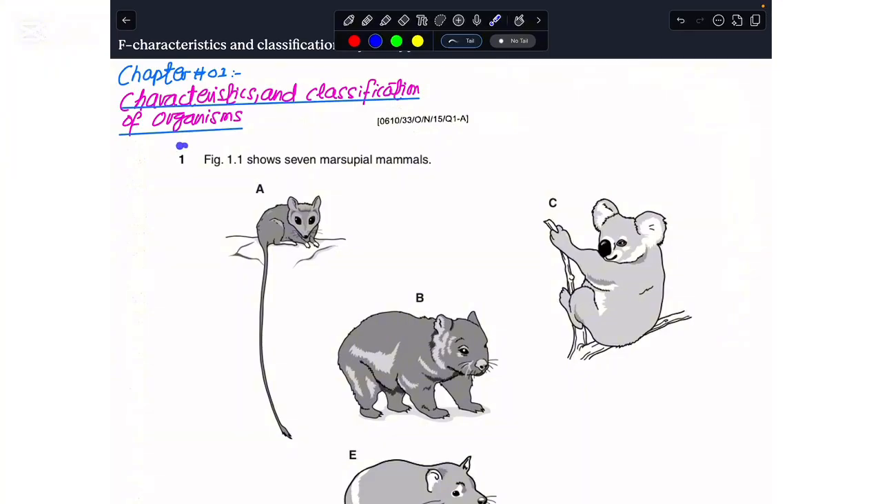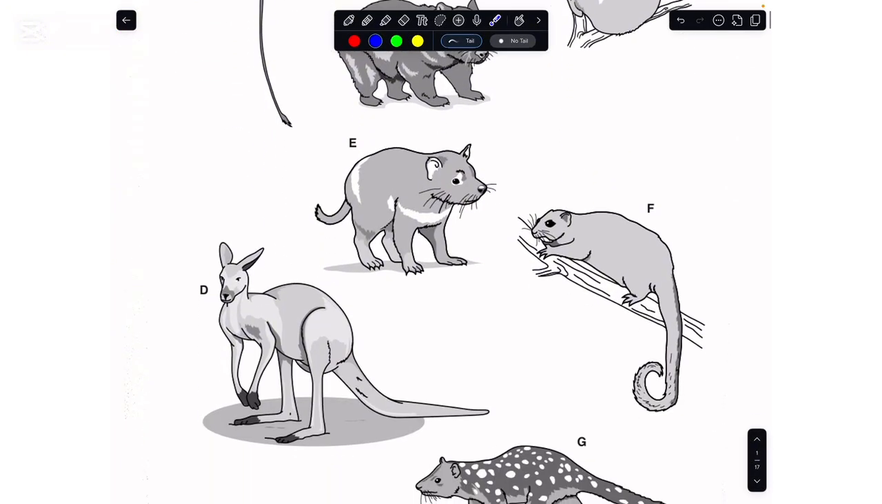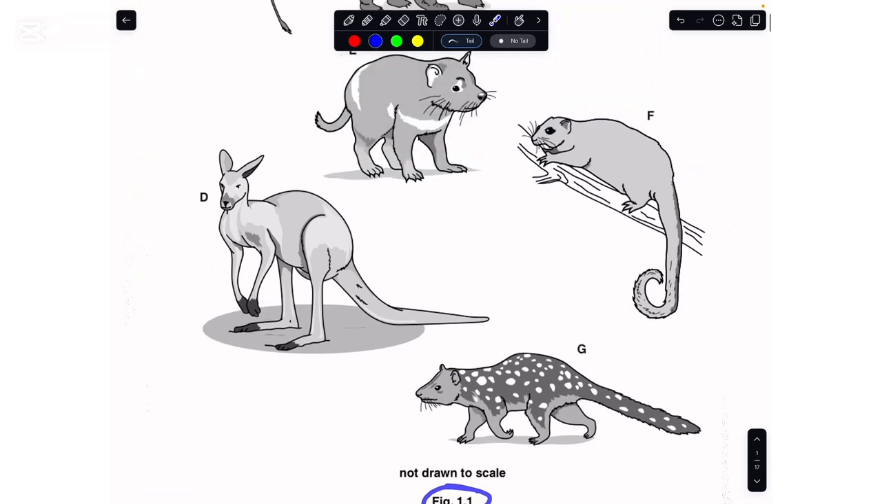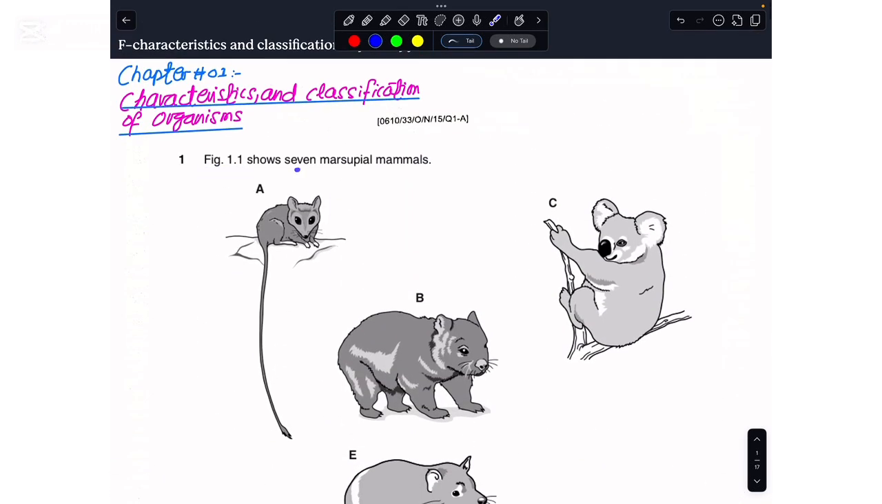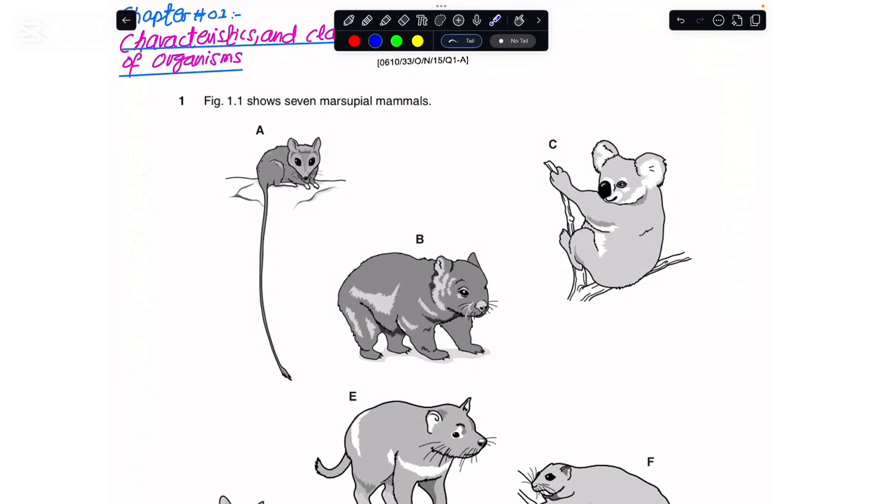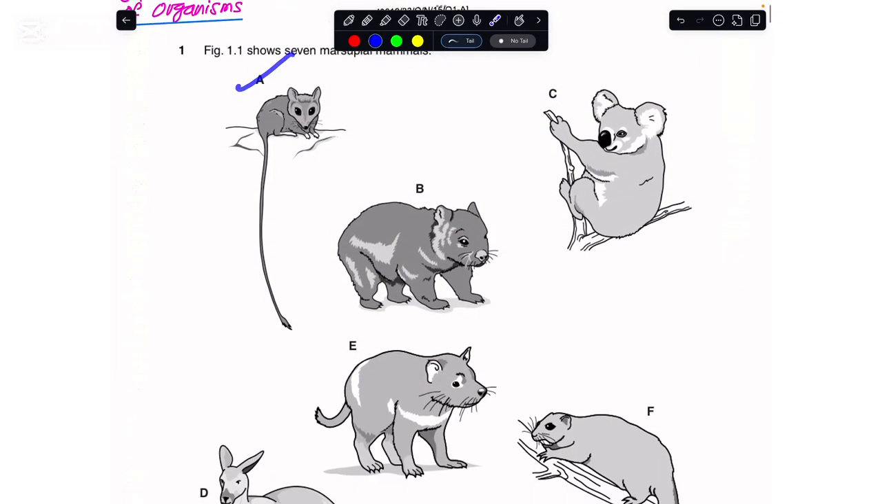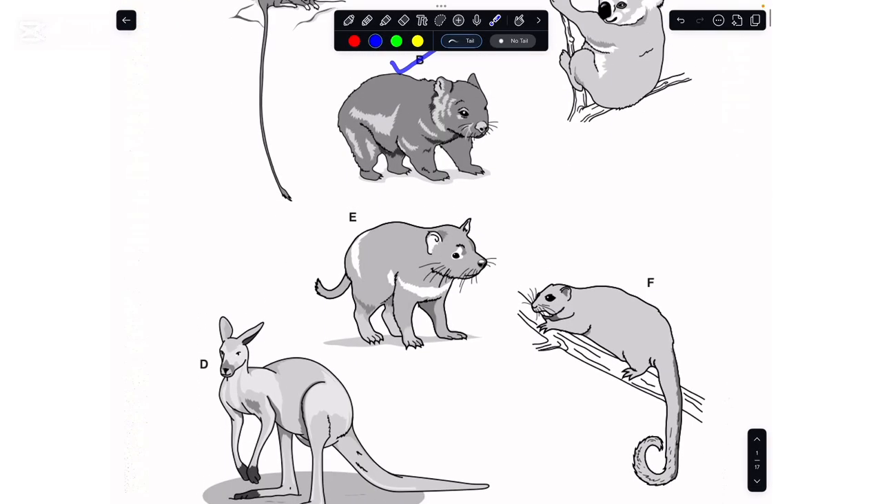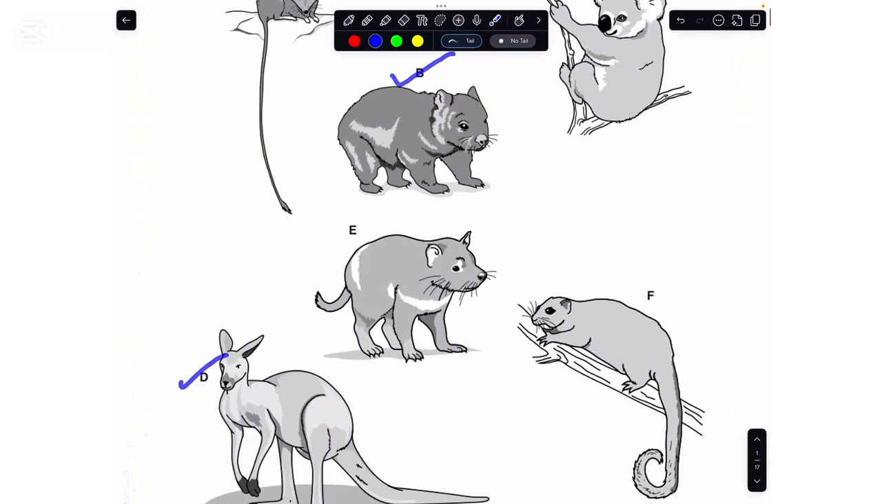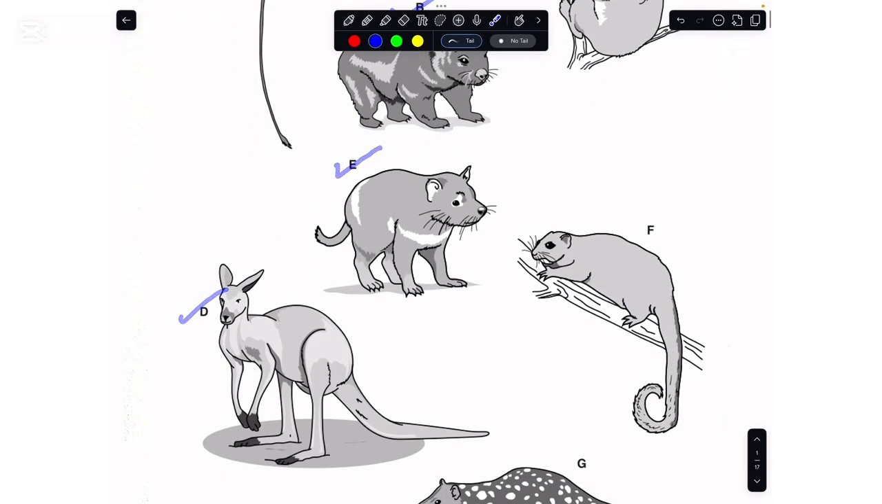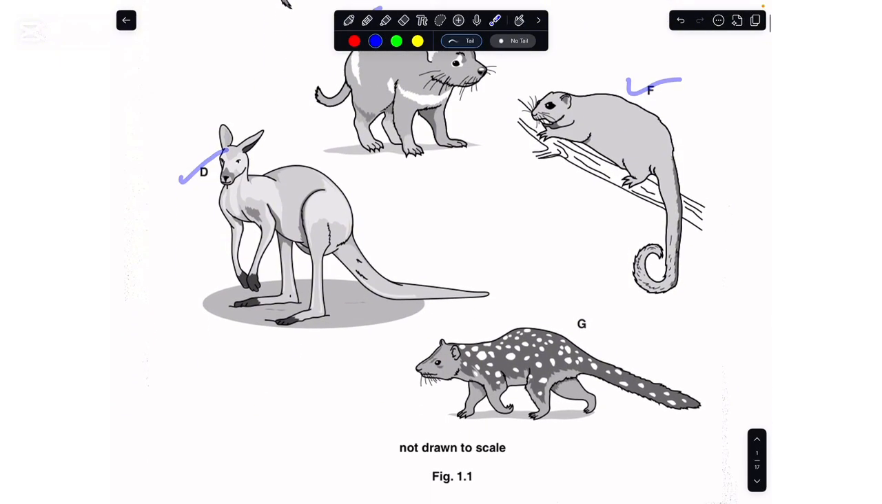If I take you to question number one, they say that we have given you this figure 1.1. So this is figure 1.1 with us. And here they have shown you a total of seven marsupial mammals. If I were to show you, these marsupial animals, this is A, we have got B, C. Then we have this D with us. Then here marsupial E comes, and then we have got this F coming, and at the end they have given you this G marsupial animal.